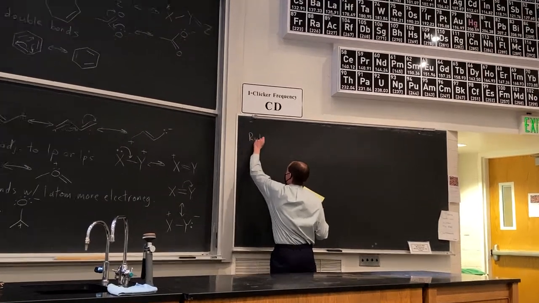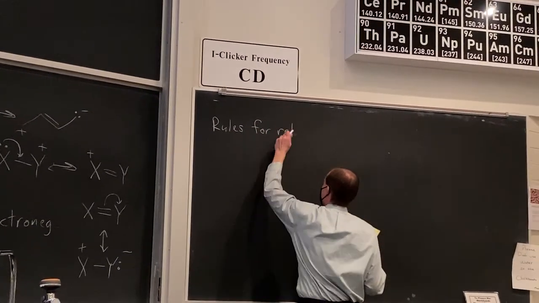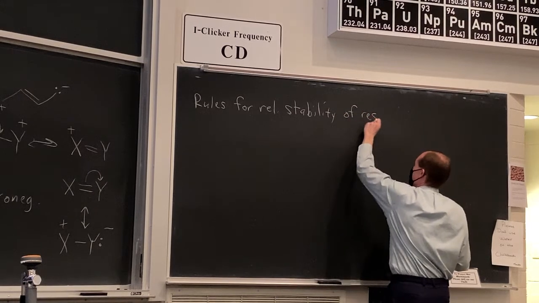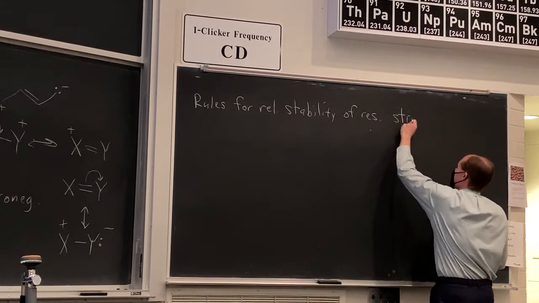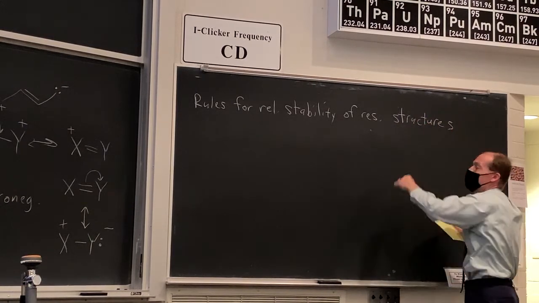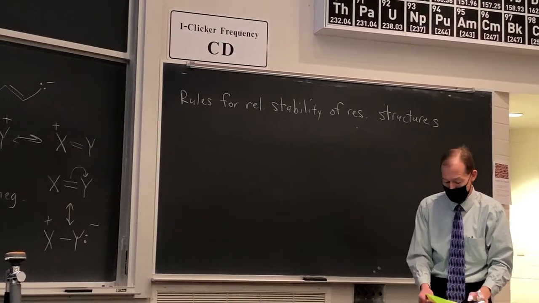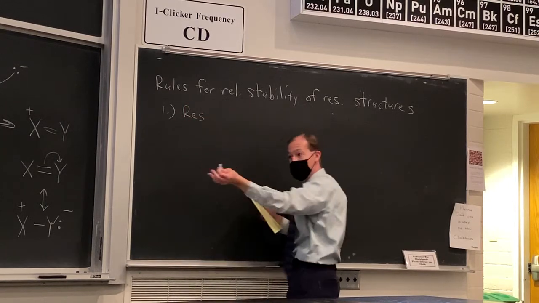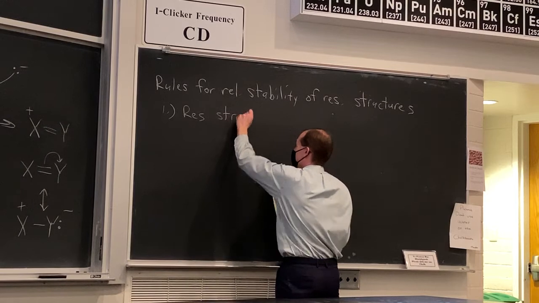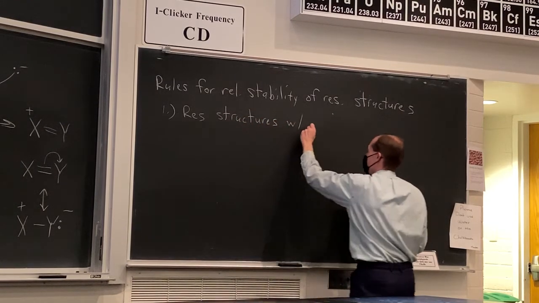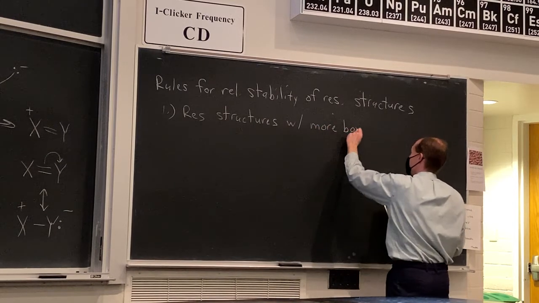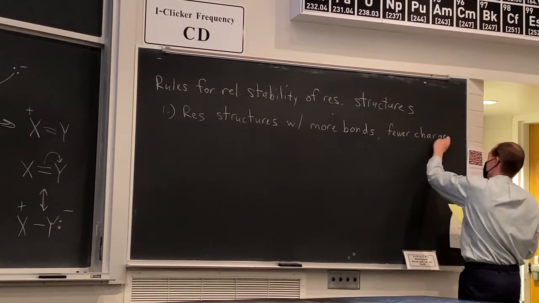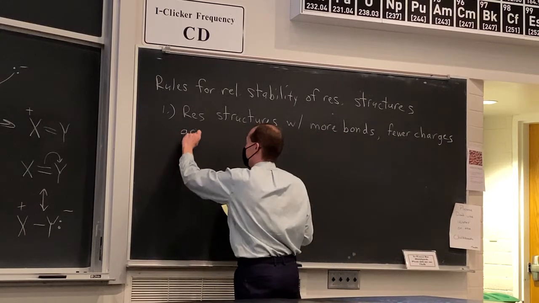So these are rules for evaluating the relative stability of resonance structures. And these are rules that we learned back in chapter 1. We may not have phrased them in exactly the same way we'll phrase them now, but we did learn them back in chapter 1. So the first one, I've alluded to it a couple of times with these examples we've gone over. Resonance structures with more bonds and fewer charges are more stable. Okay?